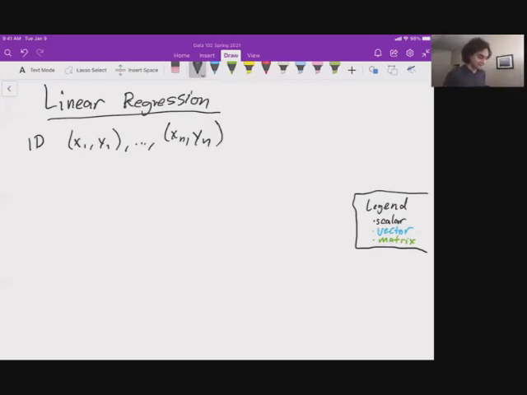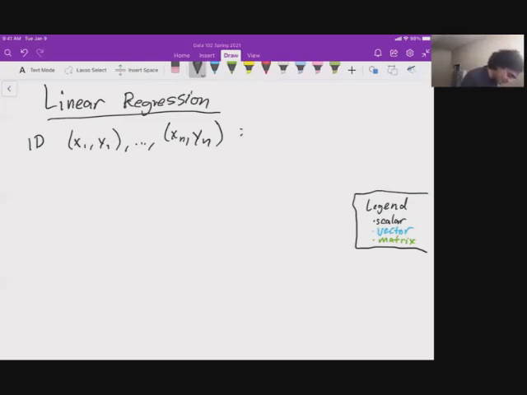I have this little legend on the side. I'm going to use black for scalars, blue for vectors, green for matrices. So we have all these pairs of points, x's and y's, pairs of numbers. And for each one, the idea is that we can somehow predict y using x, right? Maybe y is how many copies of a book are going to sell, and x is the number of pages of that book. Not going to be that good of a prediction, but we could try it.